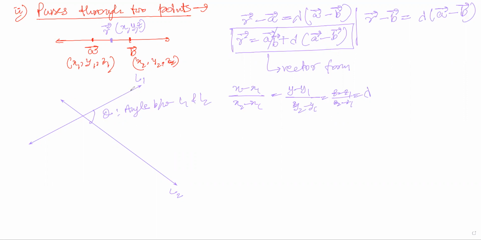So how can we do so? Now we have the direction of L1, we also have the direction for L2, and we know how to find the angle between two vectors: A dot B is mod A mod B cos theta. Let's call them A and B for now. If we have the DRs, this is the angle between two lines. So if this vector is A and this is vector B, then the angle would be defined as cos theta, which would be A dot B divided by mod A mod B.